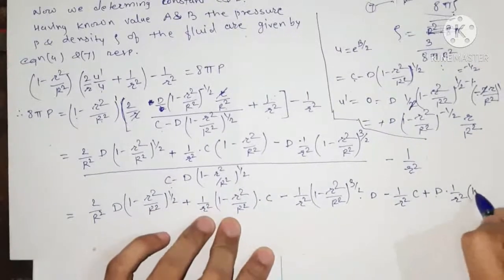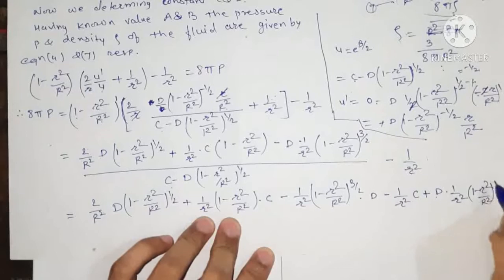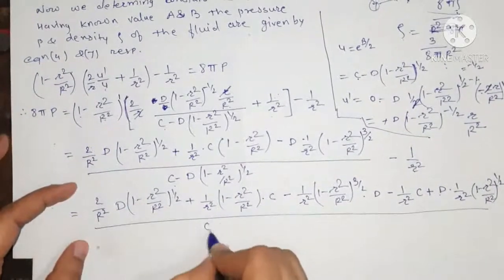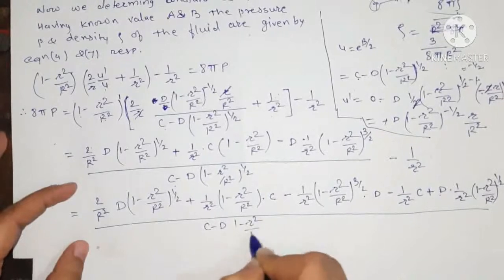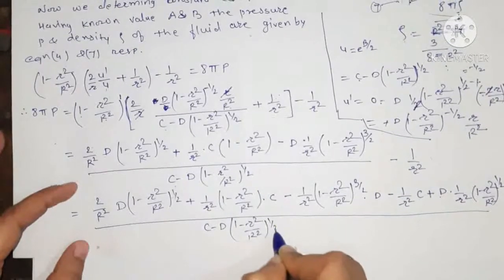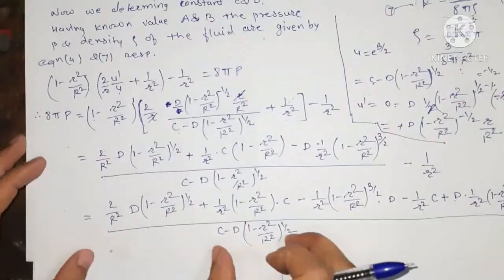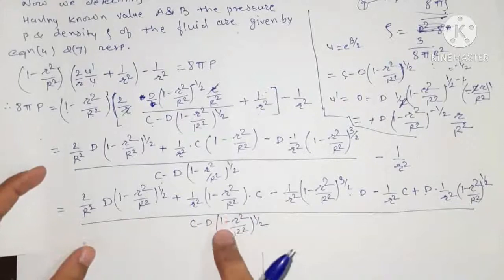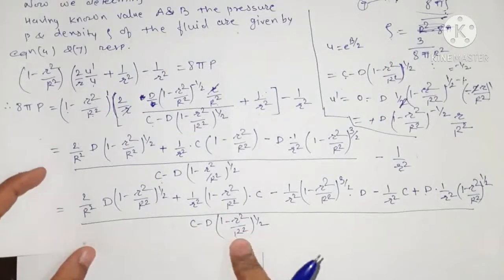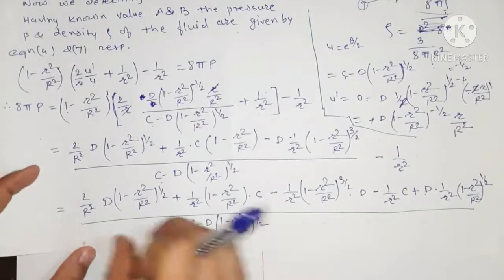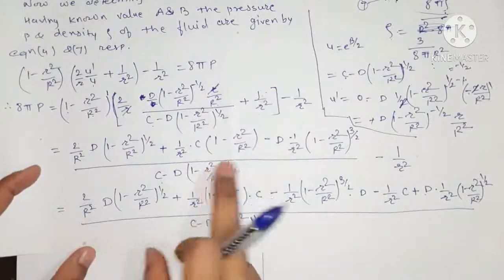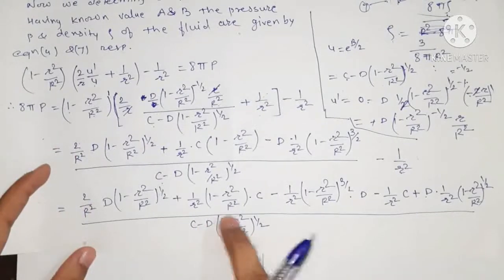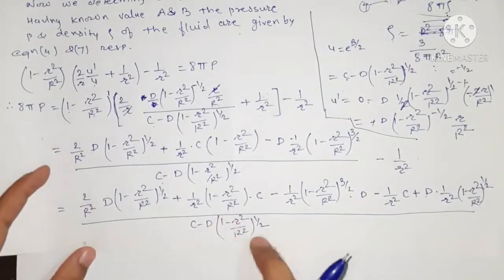Inside the bracket we have 1 minus r square upon capital R square to the power half, and the whole term is divided by c minus d (1 minus r square upon capital R square) to the power half. Or in short we can say that we can take the common c minus d (1 minus r square upon capital R square) to the power half. We can take this as common from these two terms. Okay, if we take the common, then this is going to be 1 upon c minus d (1 minus r square upon capital R square) to the power half.